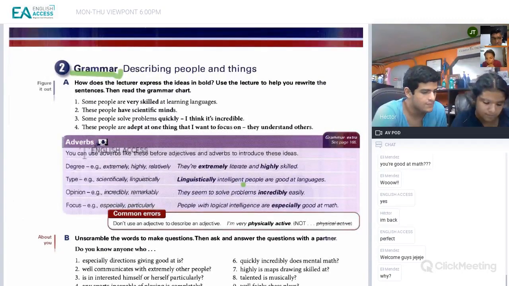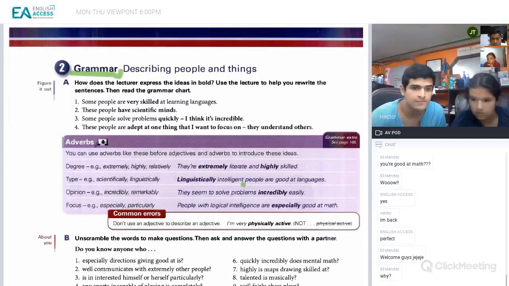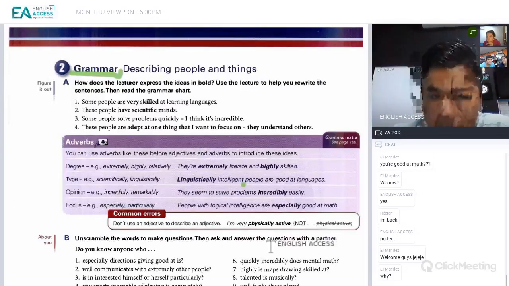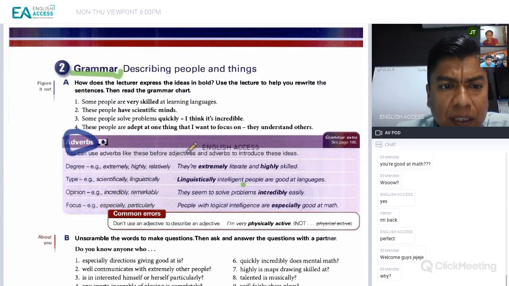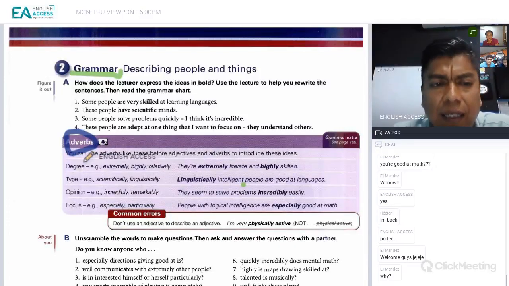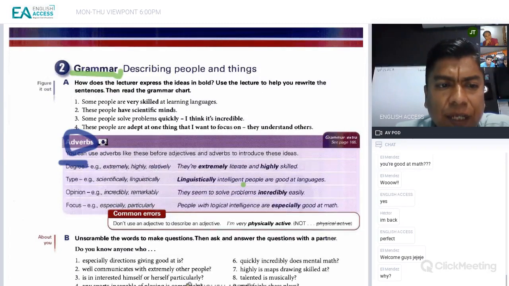Now let's look at the grammar chart. The adverbs. I'm going to read for you. You can use adverbs like these before adjectives and adverbs to introduce these ideas. A degree. A degree is a level of.